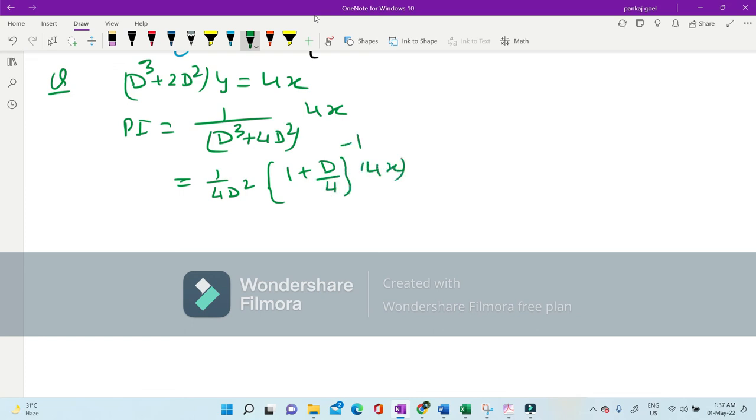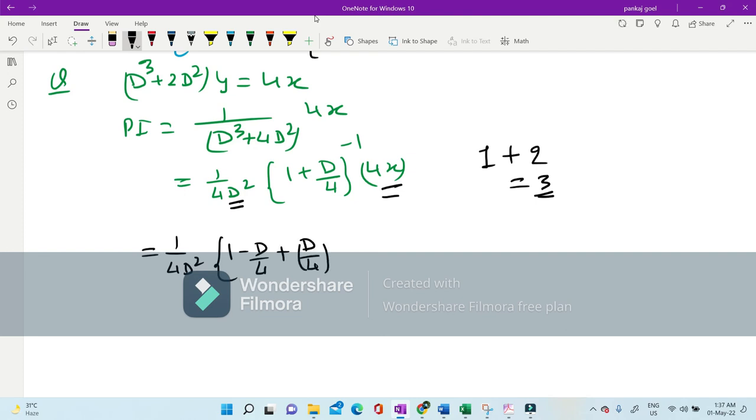Now up to which degree should we solve? This is 1 plus the degree of this, that is 2. That means we will solve up to the third degree. 1 upon 4D square times (1 minus D upon 4 plus (D by 4) square minus (D upon 4) cube), acting on 4x.